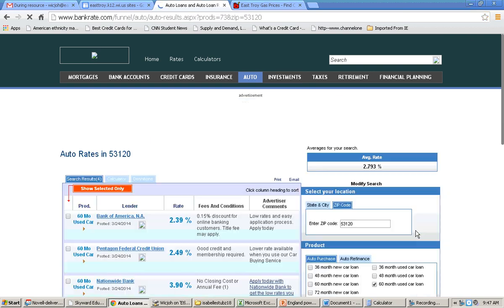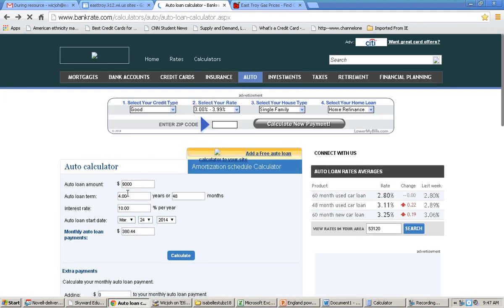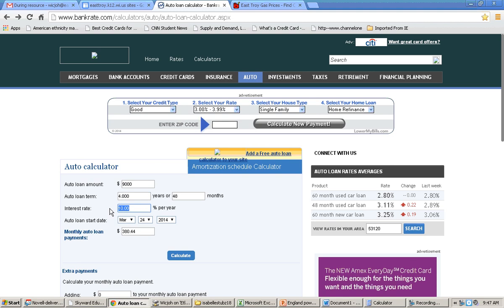And we're just going to play averages today. 2.793, it says, is the average. So that's really kind of the number we're going to use for today, 2.793. So it says auto loan term. Oops, interest rate, 2.793.